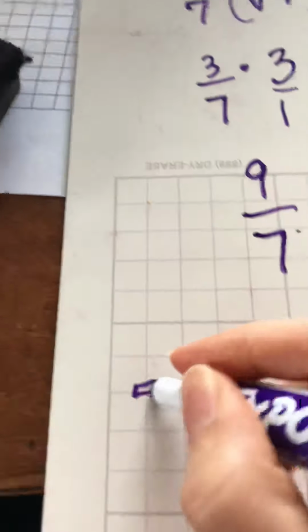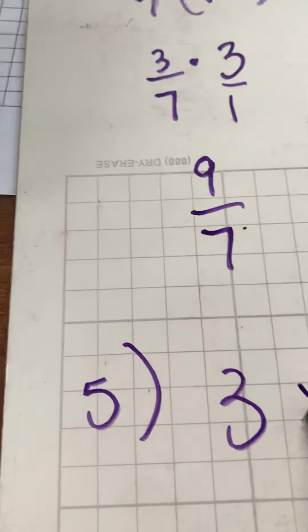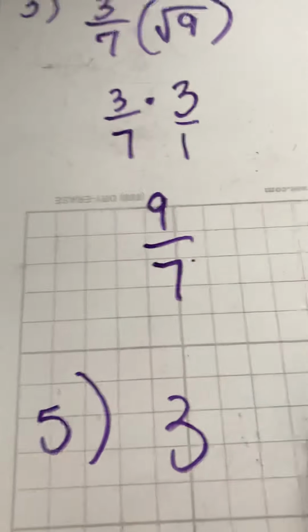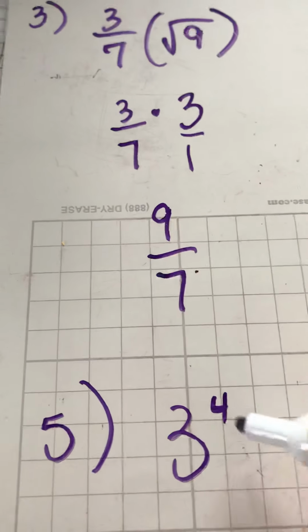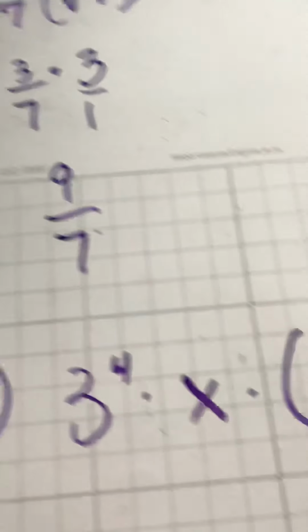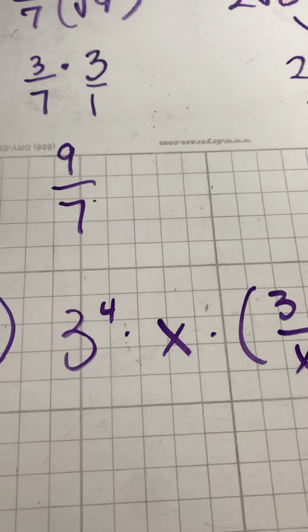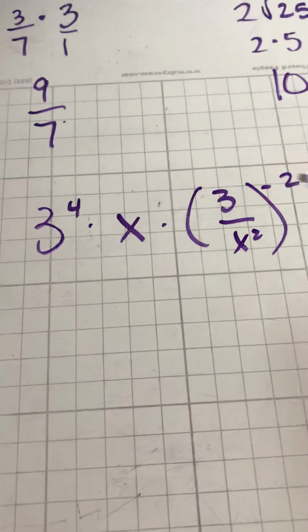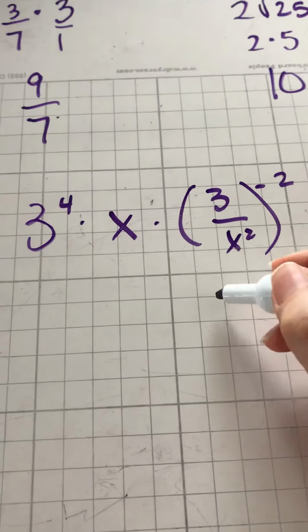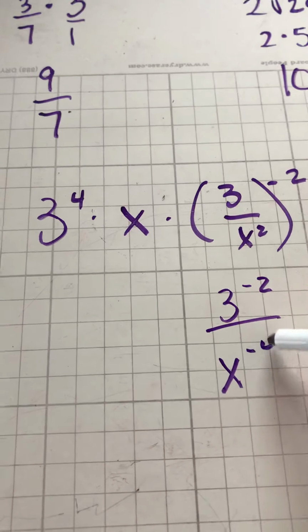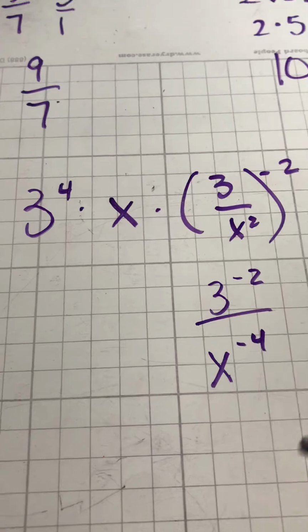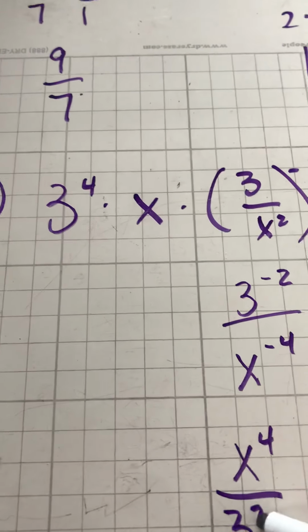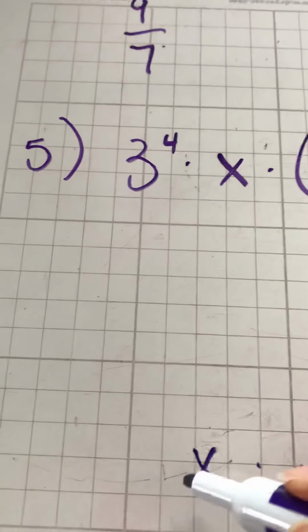The next one was number 5, and what you did was correct. It just wasn't simplified all the way. So the original problem was 3 to the 4th times x times 3 over x squared. Okay, that was the original problem. You knew to distribute the exponent to both the numerator and denominator. And I'm pretty sure you got that, because then you also knew negative exponents have to be made positive. So I think you wrote it like that, and then you just brought everything else down.